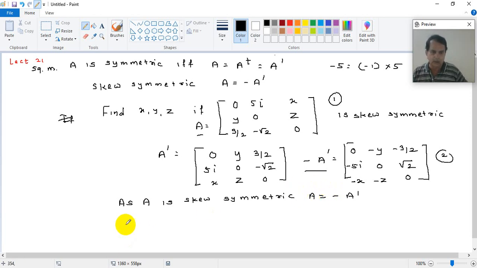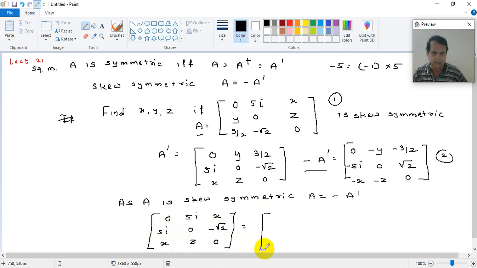So now what? A is equal to minus A dash. So what is A? A is given to you as 0, 5i, x. Right? What is the second row? 5i, 0, minus root 2. And what is the third? x, z and 0. And this is equal to minus A dash. म्हणजेच काय होईल? 0, minus y, minus 3/2, minus 5i.